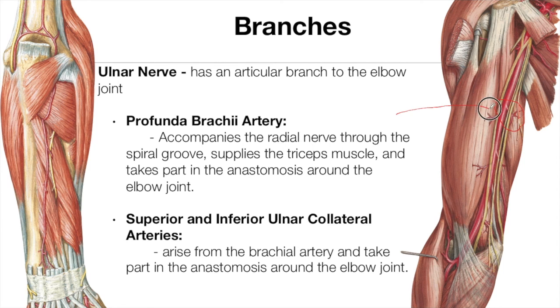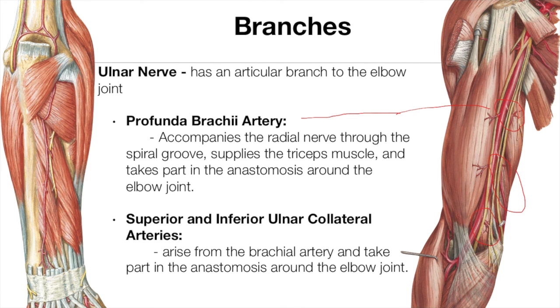So that one is the profunda brachii artery. And then we also have the superior and inferior ulnar collateral arteries, which arise from the brachial artery and take part in the anastomosis around the elbow joint. So this is the superior ulnar collateral artery, and this is the inferior ulnar collateral artery.